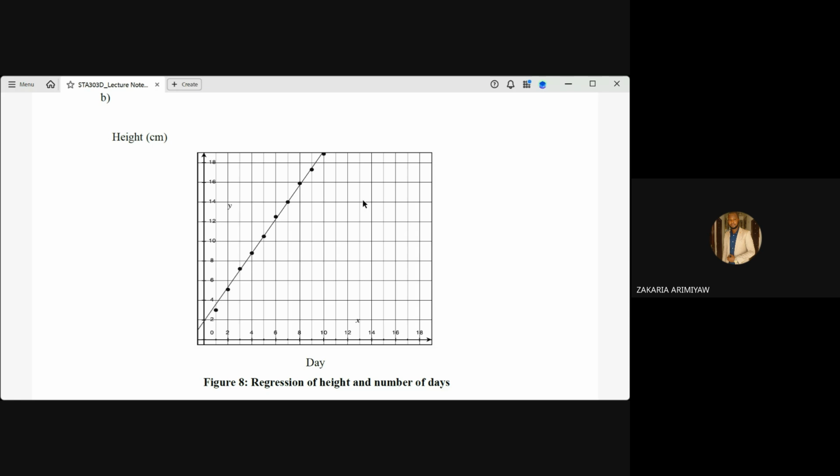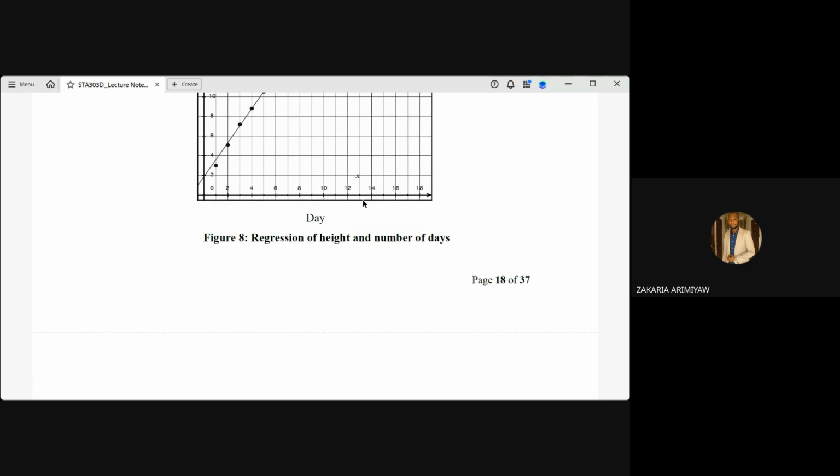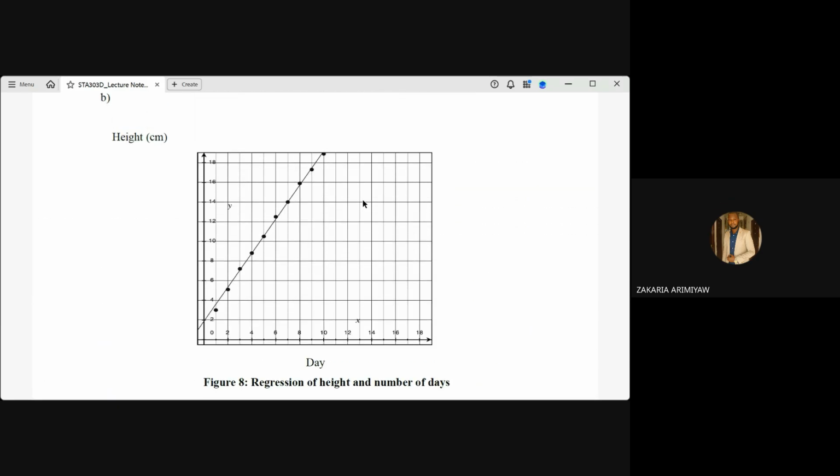So it's just a matter of choosing any arbitrary x values, but make sure that those values that you are choosing are within the range of x values. When we choose those x values, we find their corresponding y values. Then we plot those points in the scatter diagram, after which we use a ruler to connect them in a straight line. So this is the line of best fit that we have drawn.